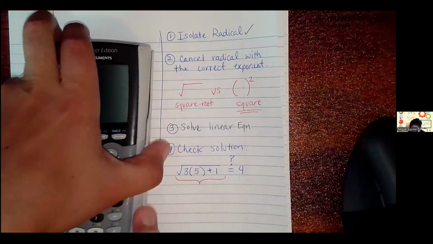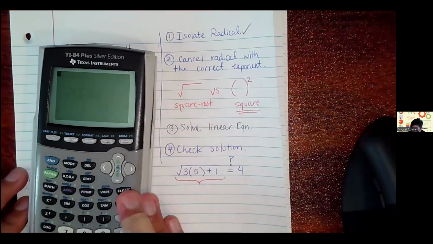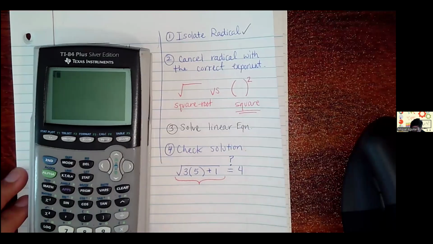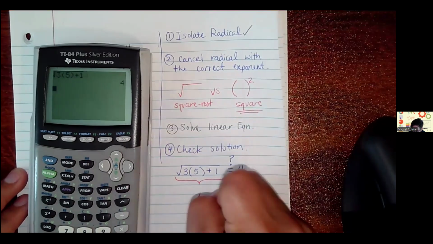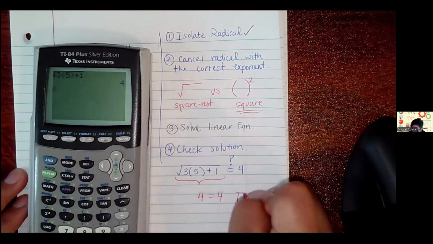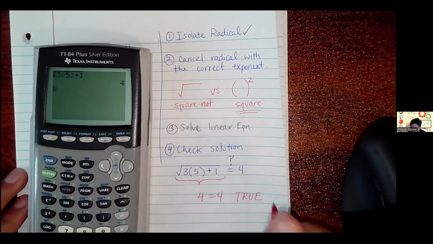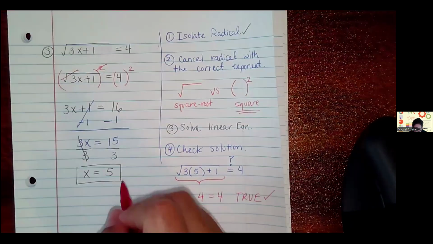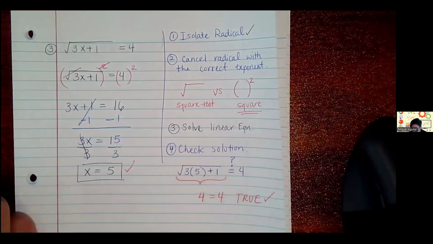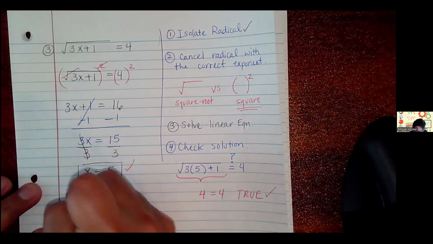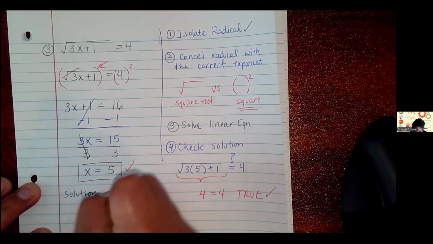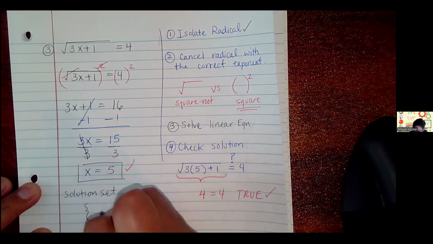I'll go over here and take the square root of 3 times 5 plus 1. And I'm getting 4 is equal to 4, which is a true statement. So that tells me that this is the correct answer, correct solution to my problem. So my solution set is just 5.